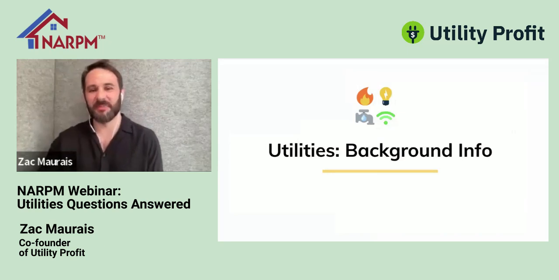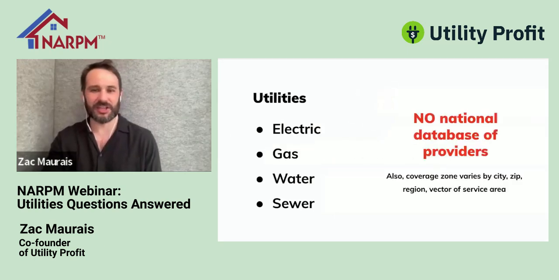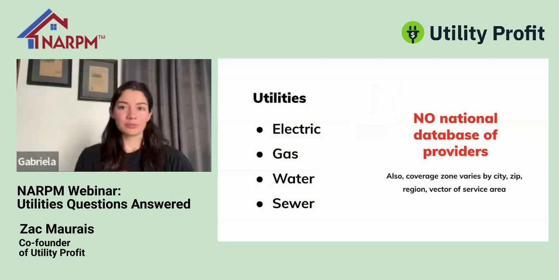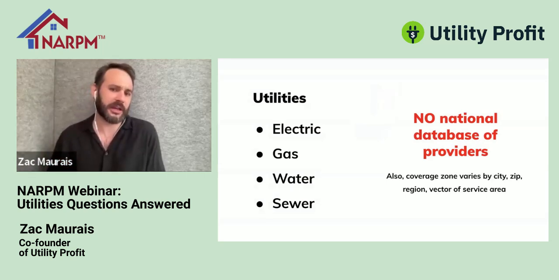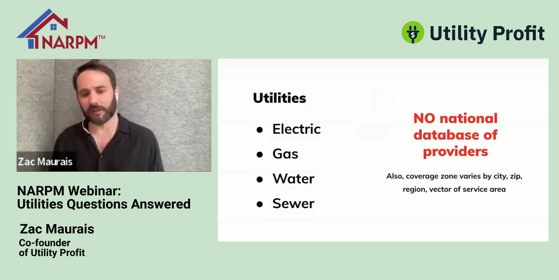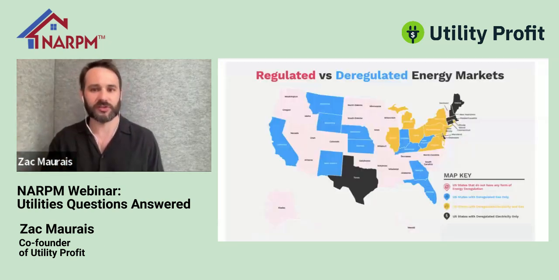So this section is mostly talking about utilities as just a general background. What are the utilities? Well, we're really talking about electric, natural gas, particularly in the Northeast or colder places across the country, water, and then sewer. Sometimes sewer gets included with water, and the other one that sometimes gets added in here is trash. Sometimes these things get bundled, and sometimes they're separate. And again, coverage zones vary a bit depending on the area of the country.